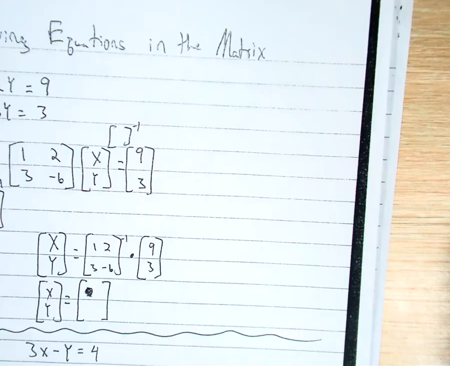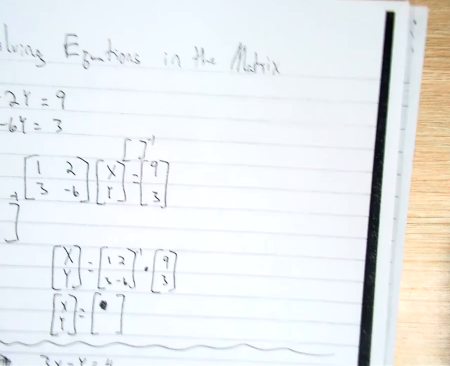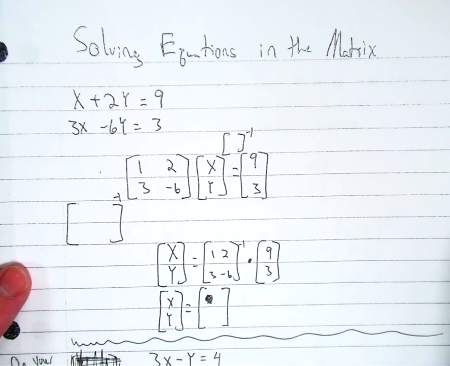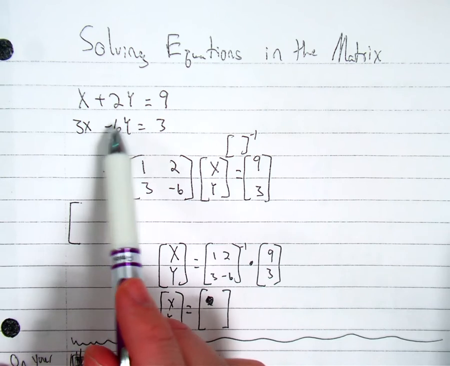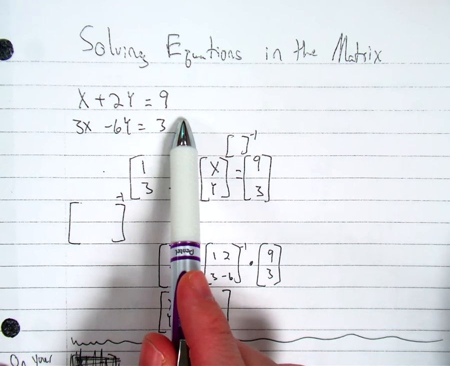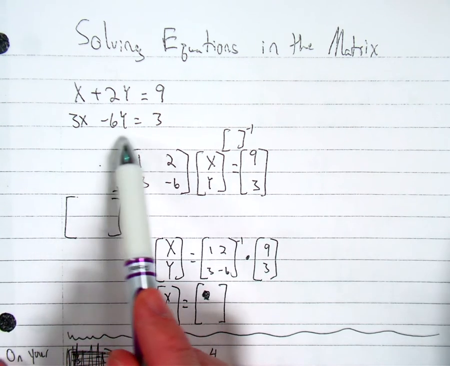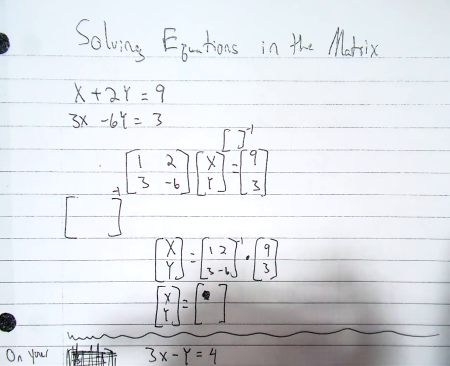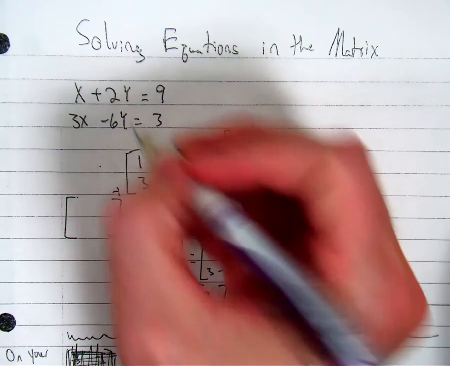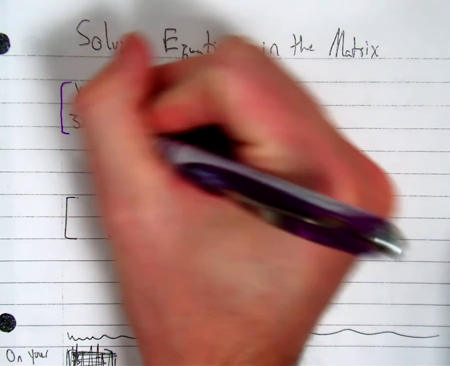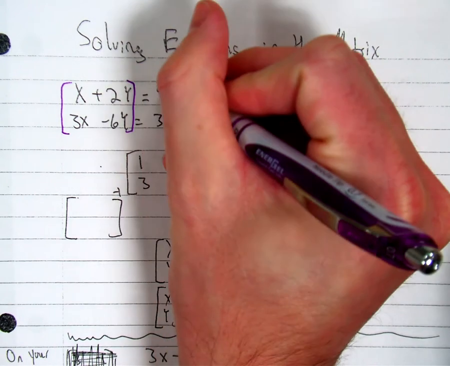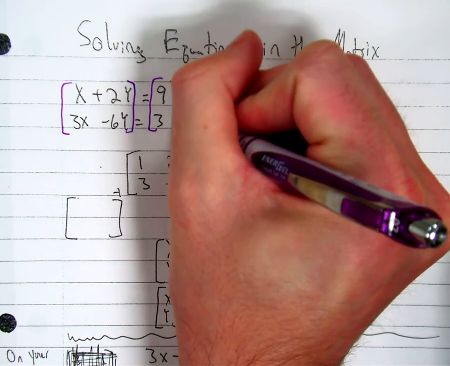All right, so you can do a lot of this on the calculator. Who knew? Okay, how are we going to use this on the calculator? What are we going to do? So we're going to solve systems of equations with the calculator. So x plus 2y equals 9. 3x minus 6y equals 3. Here's what we're going to look at. We're going to turn this into a set of matrices.